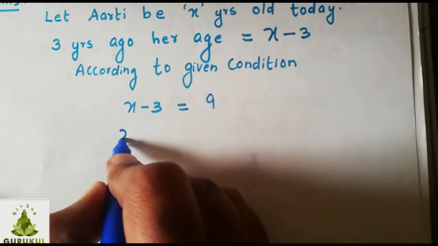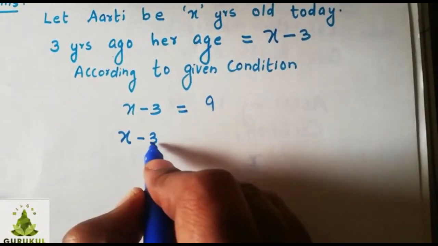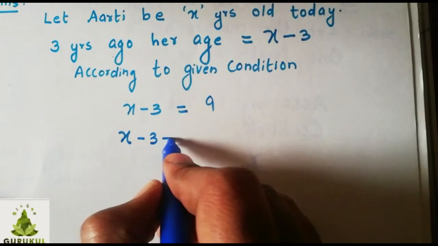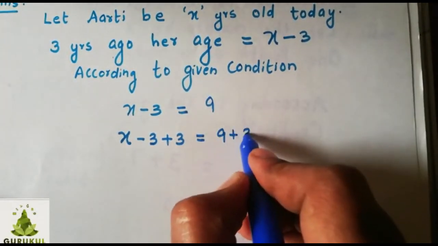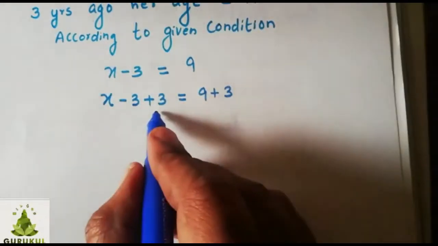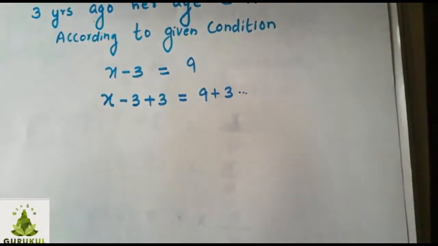Now, I want the value of x here. I don't want minus 3 here, so take its opposite. What is the opposite of minus 3? Plus 3. So, to the right hand side also you have to do the same operation. Here I did plus 3, here also I did plus 3. That is what I did, I should write here. Is it clear? Adding 3 on both the sides.